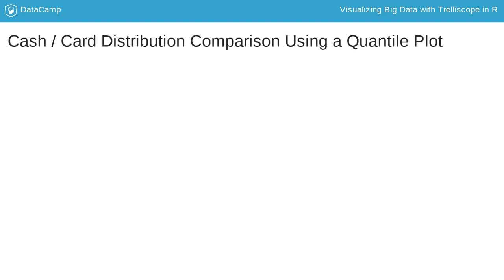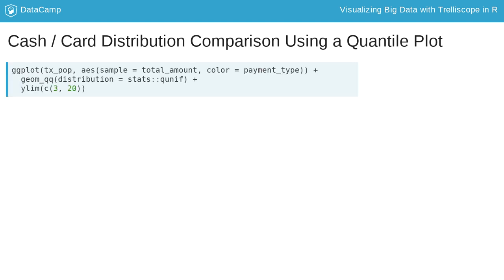To compare the distribution of payments using card versus cash, we can use a quantile plot. This displays the ordered values of the data against the quantiles of a uniform distribution, and is often more useful than a histogram for comparing distributions. We create a quantile plot using ggplot2's geom_qq, specifying that the data should be plotted against the uniform distribution.